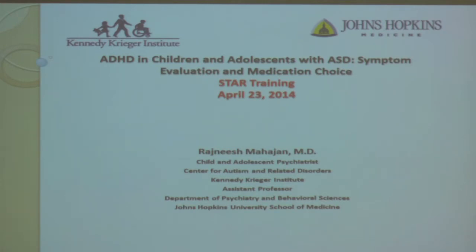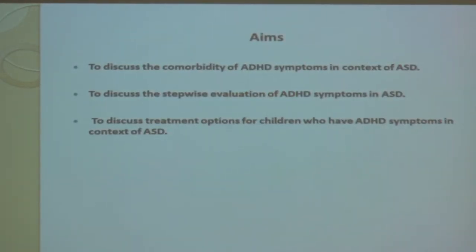So I will try to give some background information and then talk about more specific signs and symptoms of ADHD, and how we approach the treatment, what are the medications that are used. Unfortunately, because of time constraints, I won't be able to go into a lot of detail, but we'll try to cover most of the ground. So these are the aims of the presentation. I'll discuss the concept of comorbidity of ADHD symptoms in autism spectrum disorder, and then discuss the evaluation of ADHD symptoms and then treatment options. My focus will be primarily on medications, and I'm not going to talk about behavior management, which is a very important component of treatment in children who may have ADHD symptoms.